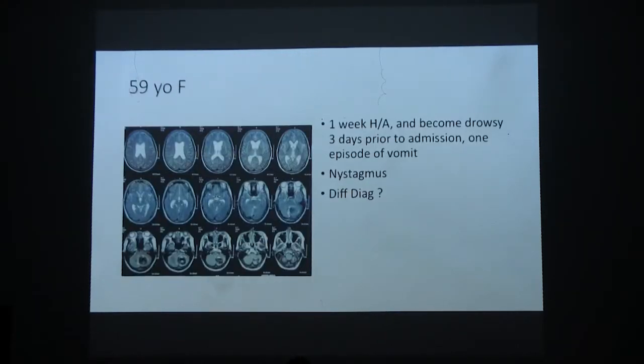The first one is a 59-year-old female who presented to us with a 1 week history of headache and became drowsy for the last 3 days prior to admission to hospital, and then 1 episode of vomiting in the hospital. On examination, we see obvious nystagmus. And this is the MRI, T2. You can see it's very obvious that something is going on on the cerebellum side. This is on the left, if you can see that.